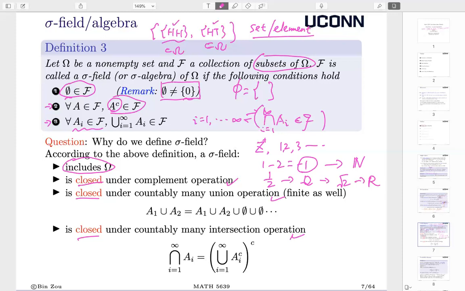The same idea is here, right? So why do we need a sigma field? Because sometimes when we do set operations, we end up not in this collection, which is really not good. So that's why we need to add those properties, so that you can do whatever you want and still end up in the same collection. That's the whole point of defining a sigma field.